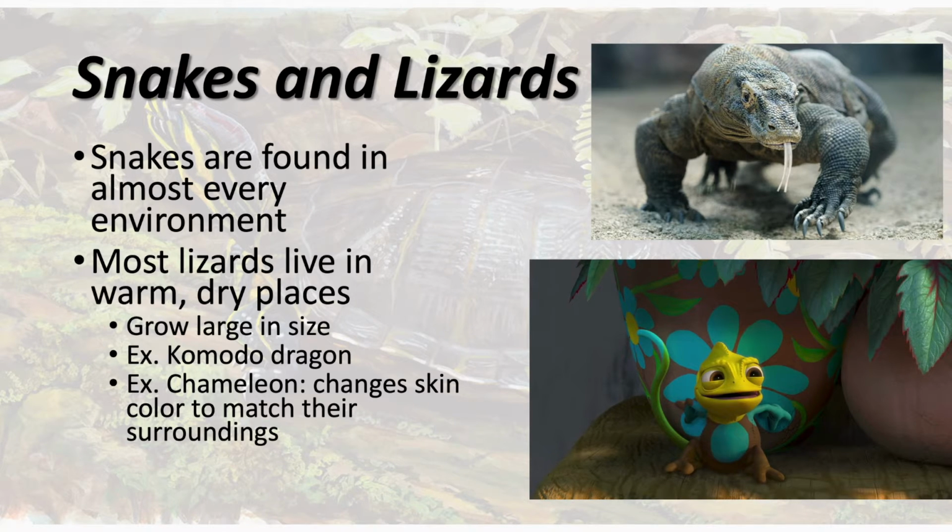Lizards can also grow really big, like the Komodo dragon that you see up there in the top picture, or you can have something really tiny like a chameleon. The cute one is Pascal from Tangled, if you've ever seen that movie. And chameleons have a really cool characteristic in which they can blend with their environments so that their skin matches their surroundings.